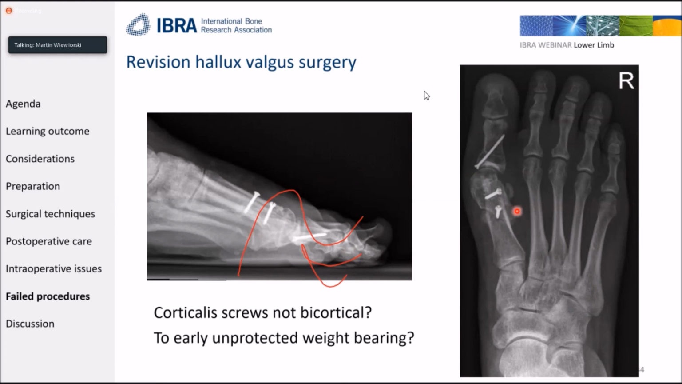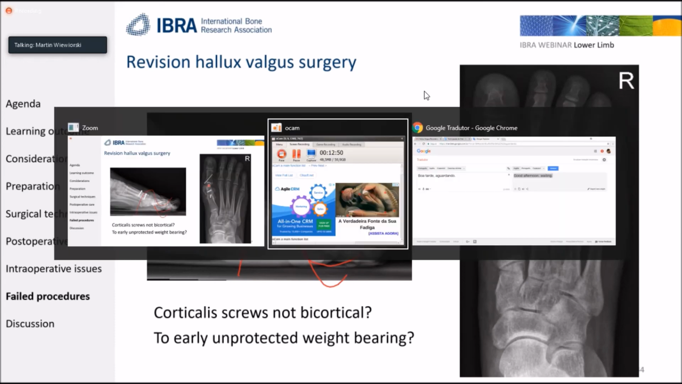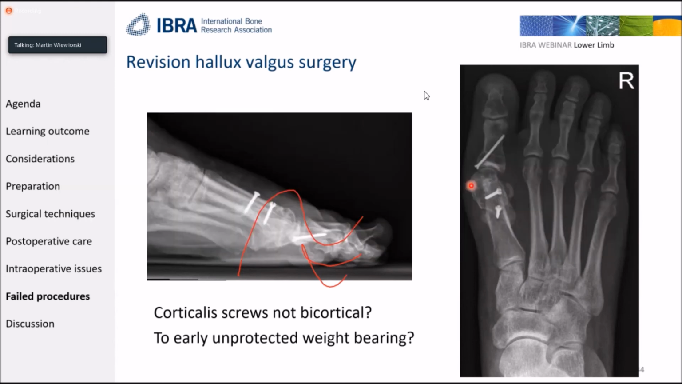So this is how the situation is. She had this kind of chevron-like procedure, or distal osteotomy. You can see something happened here. She lost the correction, and the fragment rotated laterally. The DMAA itself is intact, but the whole fragment is just rotated. So she was not happy, and I had to revise this.